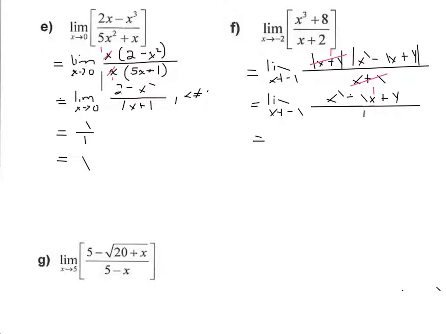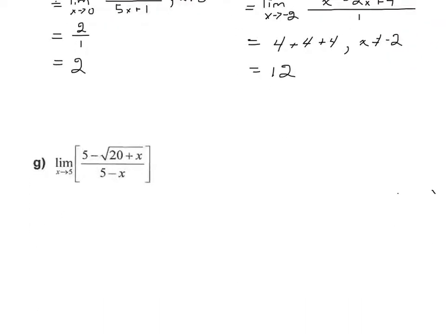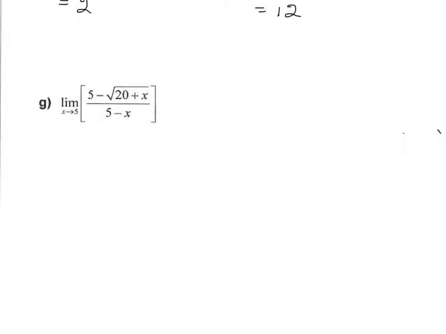So substituting in, negative 2 squared will be 4. Negative 2 times negative 2 will give me also again 4, plus the last 4. Making sure, of course, x does not equal negative 2. And of course, adding that up, we end up with a value of 12. So hopefully that made a little bit of sense. And so let's scroll that up a little bit.